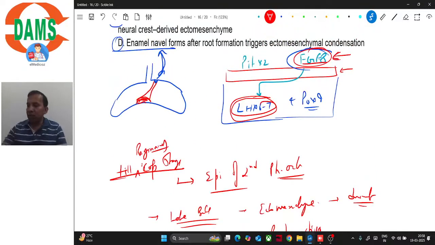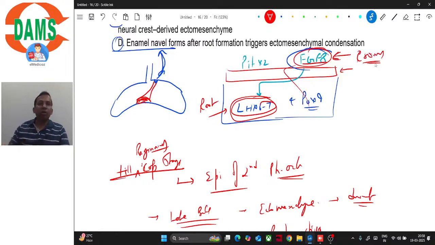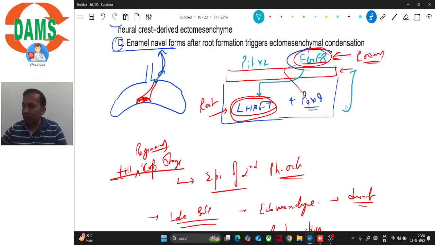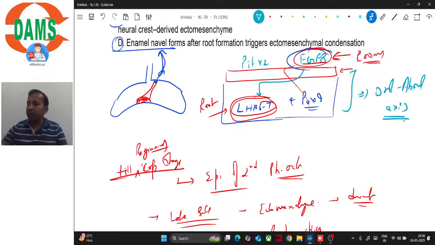And also FGF8, LHX6, these are the growth factors. So FGF8 stimulates the expression of LHX6 and 7. So LHX6 and 7 is for the root, and FGF8 describes where the crown of the tooth would appear or would be aligned, right? So basically they establish the oral aboral axis. So these two, they will describe the oral aboral axis, right?